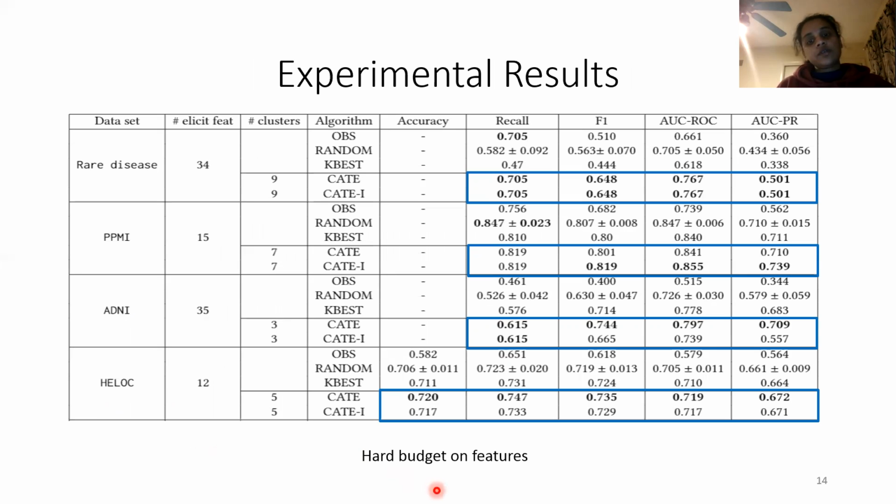These are the experimental results using a hard budget on features. We consider two variants of Kate. The normal Kate is the one where the unimportant elicitable features are imputed with 0. And for Kate I, we use an imputation strategy to impute the unimportant elicitable features. We compare this against the baseline approaches. For hard budget, we consider uniform cost on all the features, and we keep the number of elicitable features fixed, which is chosen by cross validation. And we see that our method performs better than the other baseline approaches.